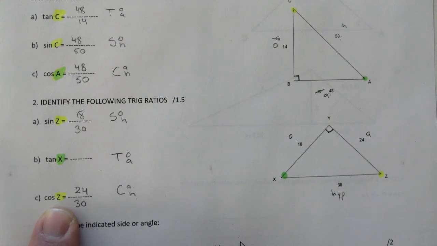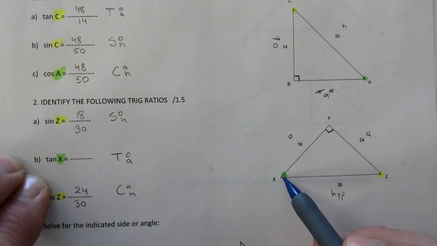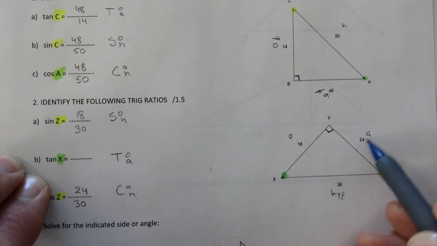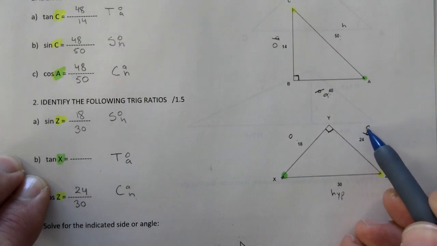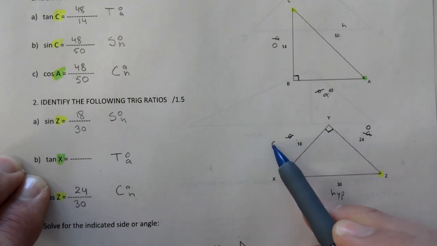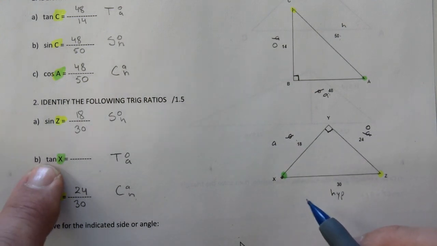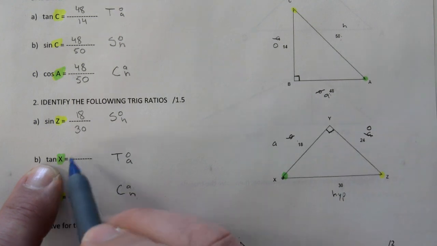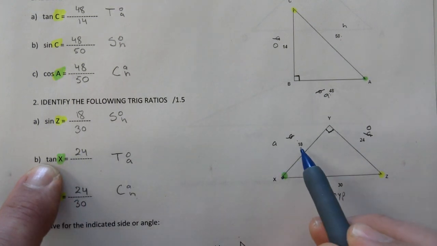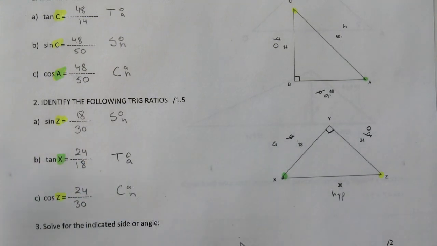Okay. Now, I'm going to go with X as my reference angle, meaning that if you're here, this now turns from opposite to adjacent, and this one turns from opposite to adjacent. So you flip-flop them. So tan is asking for opposite, which is 24, over adjacent, which is 18. So there you have your three trig ratios written out.